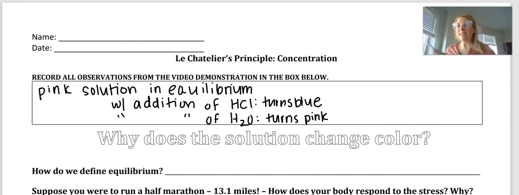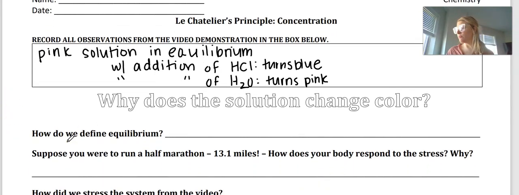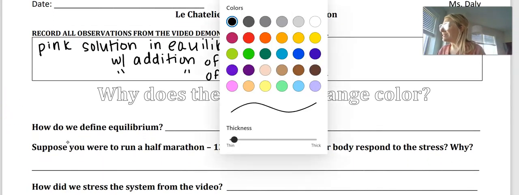And so what we're going to look at today is how did the addition of those different substances, the hydrochloric acid and the water, change our system, and why does it cause it to shift to blue and pink? What's causing that color change? So just as a quick refresher, how do we define equilibrium? What does it mean for a system to be in equilibrium?